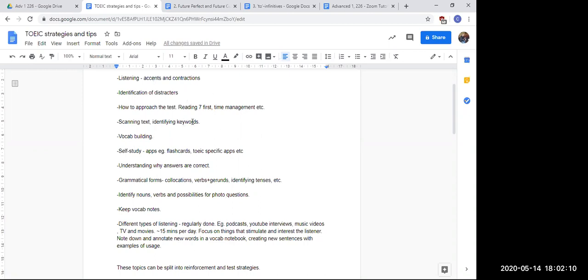What else can we do? These more apply to me, how to help you. But there are other things that you can use in self-study. So, for example, flashcard apps. There are also apps that are TOEIC specific on the Play Store and the App Store, depending if you have an Android or an Apple. And these can help you practice. There are also apps for phrasal verbs, which would be helpful for you.